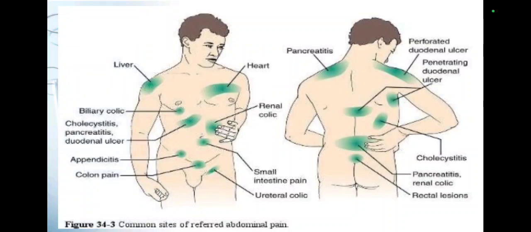So here are the common sites of referred pain for abdominal pain. If it aches here at the side of your shoulder, liver problem. Here at the breast area, chest area, we have your heart, we have your biliary colic, cholecystitis, pancreatitis. So you may refer to this picture so that you have an idea of the common sites of referred abdominal pain.